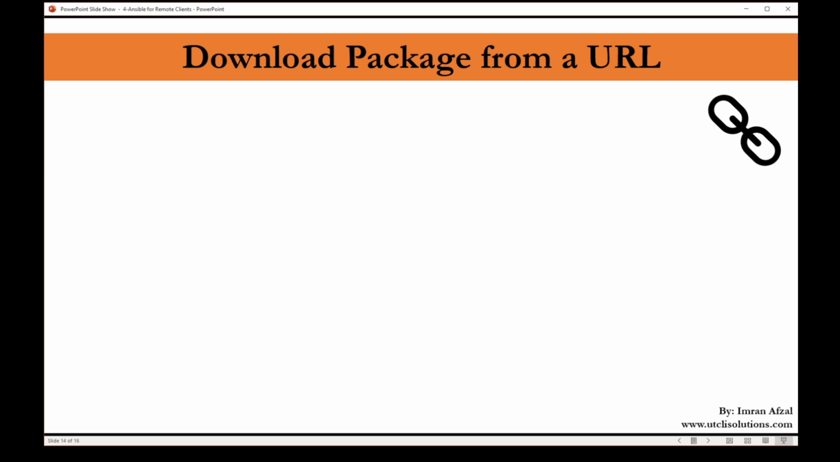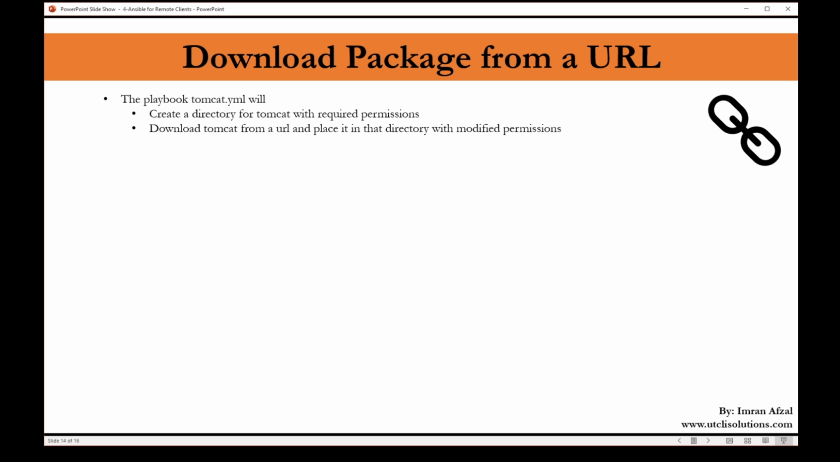All right, folks, we are getting better and better at creating Ansible playbooks. In this video, we are going to write another Ansible playbook, which will download a package from a URL. So the playbook name will be tomcat.yaml file. And by the name of it, you could tell that we will be downloading Tomcat. And this playbook will create a directory for Tomcat with required permissions. It will download Tomcat from a URL and place it in that directory. And then it will also modify the permission of the downloaded file.